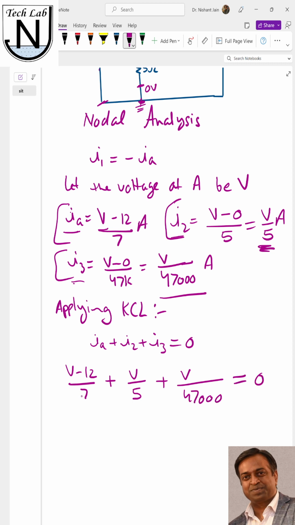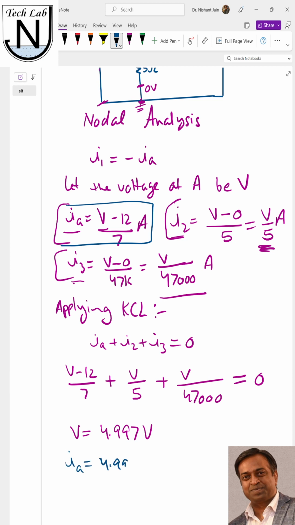Now if I solve for the value of V, I am writing the value directly, you can solve this on your own. Once I get the value of V, by substituting it in this equation, I can get the value of IA. So IA will be (4.997 minus 12) upon 7, and I will get the answer as minus 1.00429.